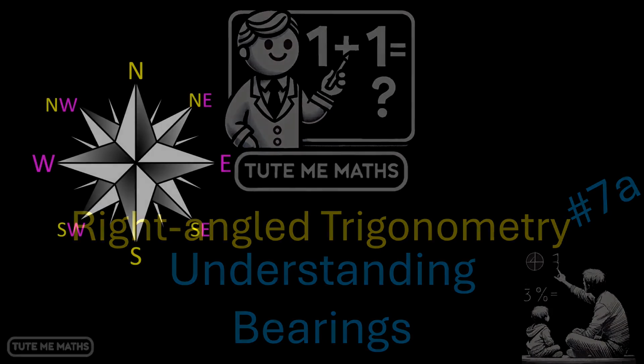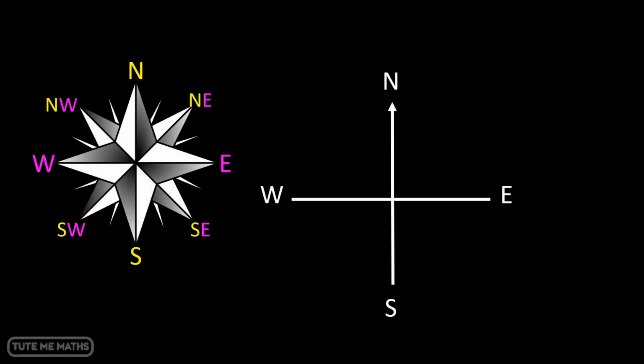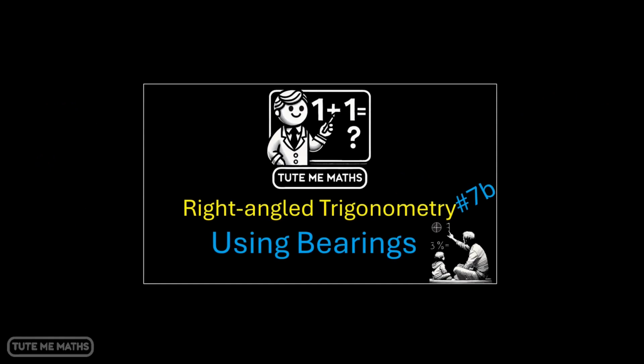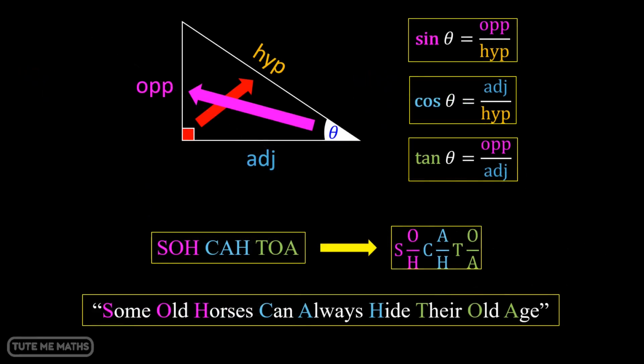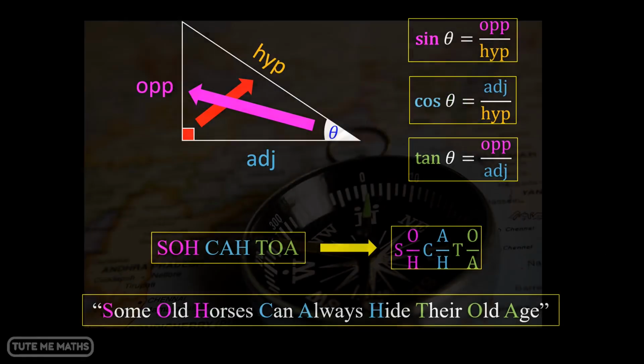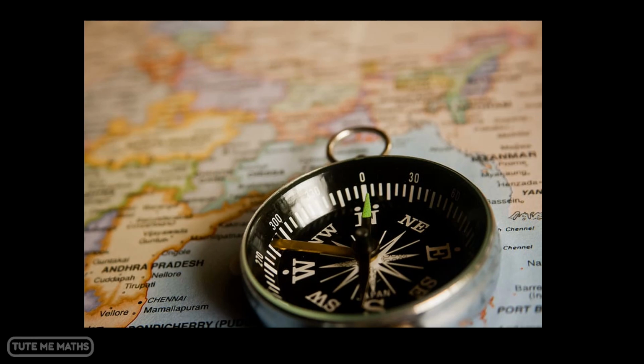This video will focus on understanding the three different ways to give compass directions and how to draw diagrams to represent a given description. The second video, 7b, will apply these concepts and skills to solve simple word problems using right triangle trigonometry. Let's begin by looking at a basic directional magnetic compass.